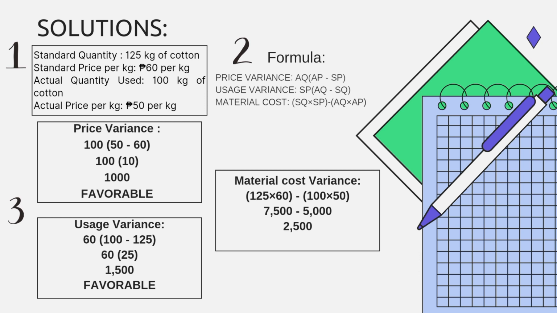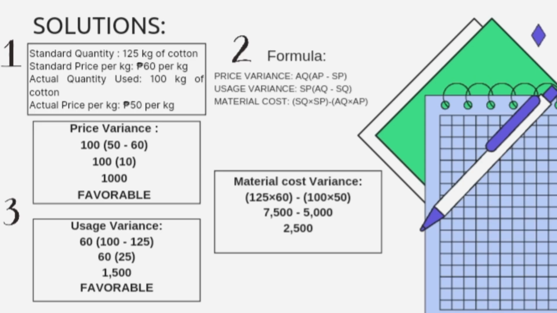Let's first explain the price variance. So the price variance is equal to actual quantity multiplied by the actual price minus standard price. The 100 is for the actual quantity. The actual price is 50 and the standard price is 60.